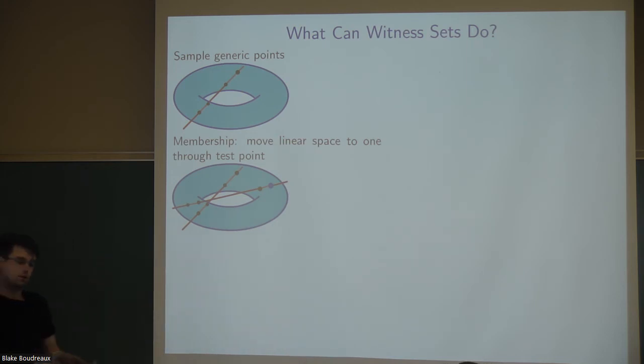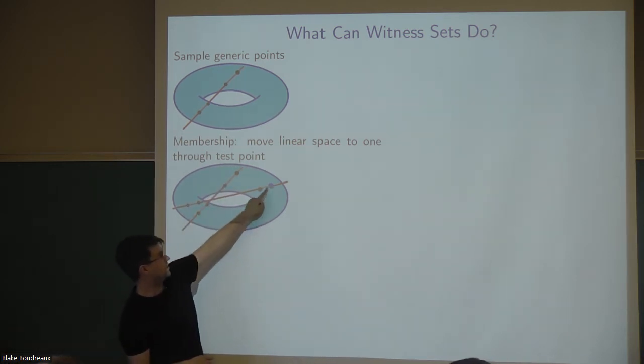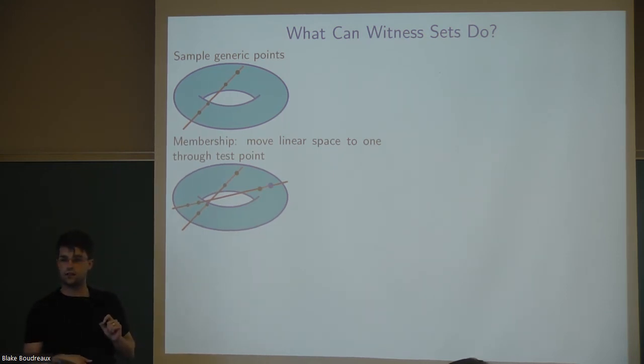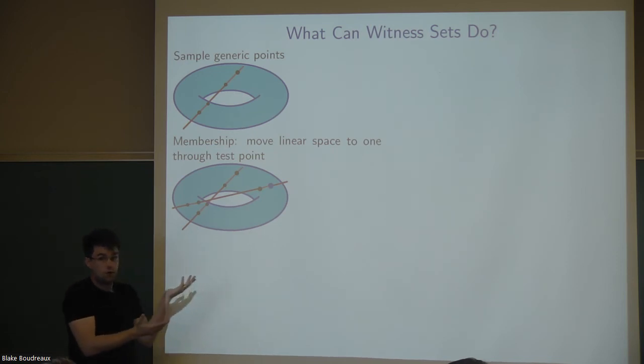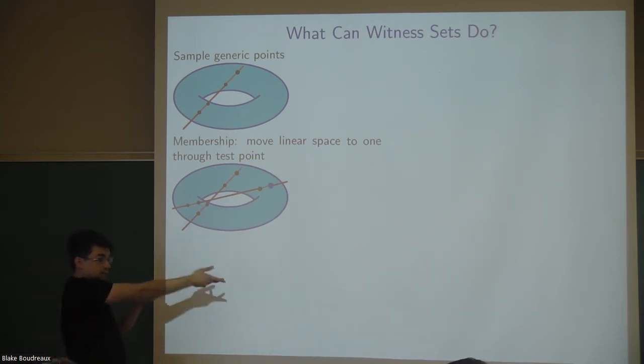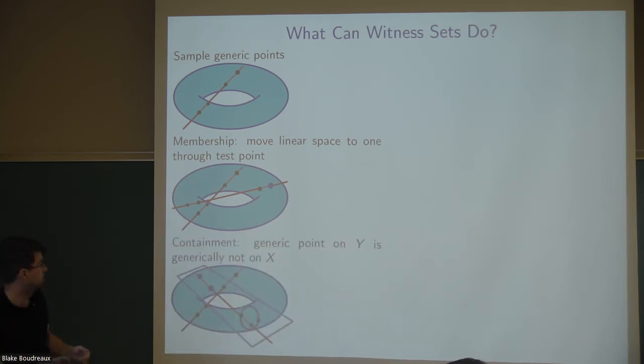If I have a witness set for, let's say, this torus, and I have a point, and I want to know whether or not this point is on the torus. Okay, so here's my witness set that I've computed. Here's the point I want to test whether or not is on the torus. I'll just move this linear space to any line through that point and see if one of your witness points goes there. And then you'll know whether or not that point is contained in your space.